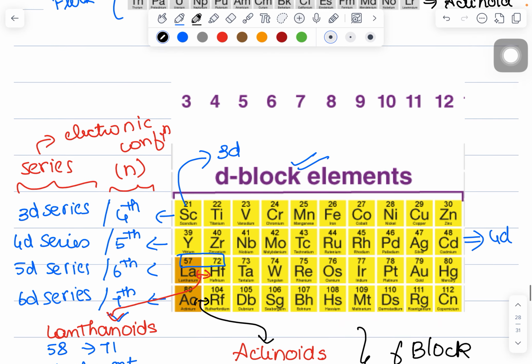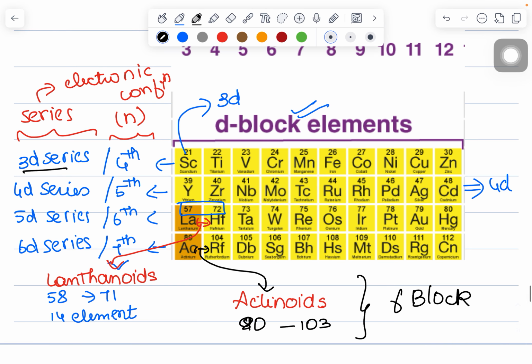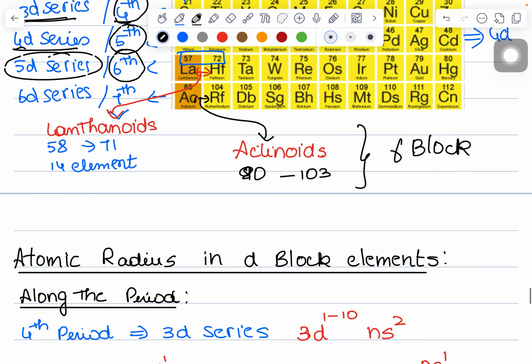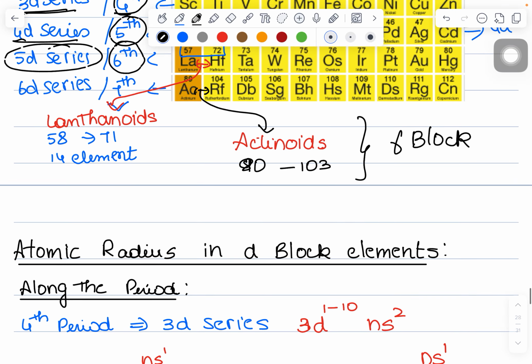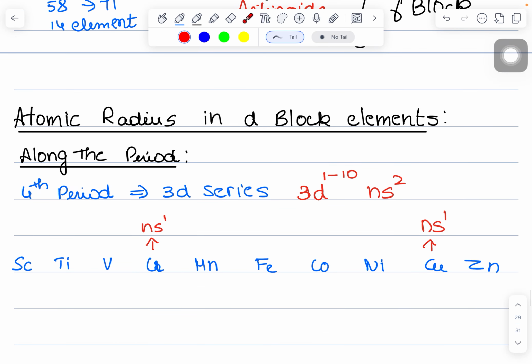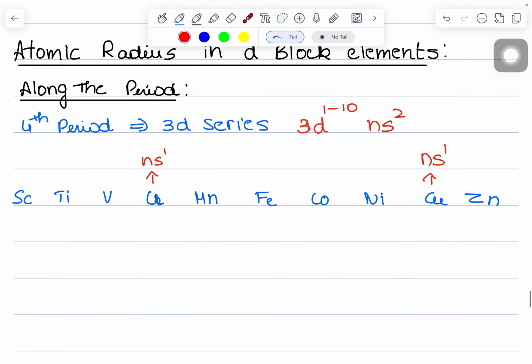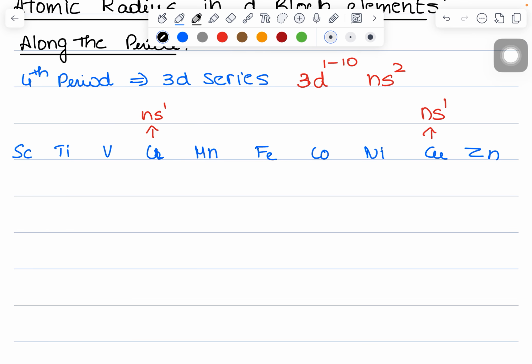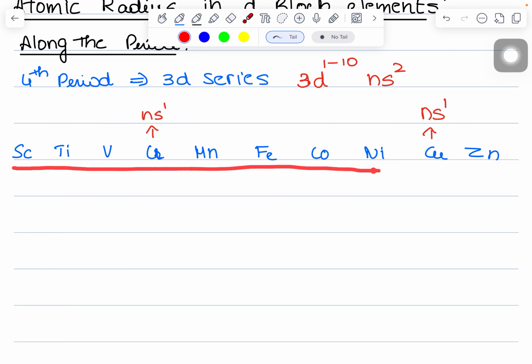Hope this is clear. The fourth period is the 3d series, the fifth period of the d block is called the 4d series, the sixth period of the d block elements is called the 5d series, and so on. This is the introduction of what the d block is. Let's see what happens to the atomic radius in d block elements along the period. First, the fourth period. Here we have scandium, titanium, vanadium, chromium, manganese, iron, cobalt, nickel, copper, zinc.